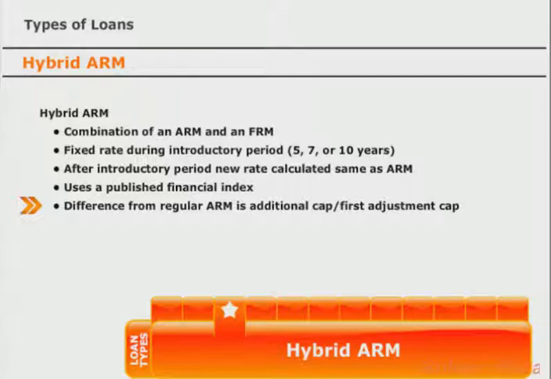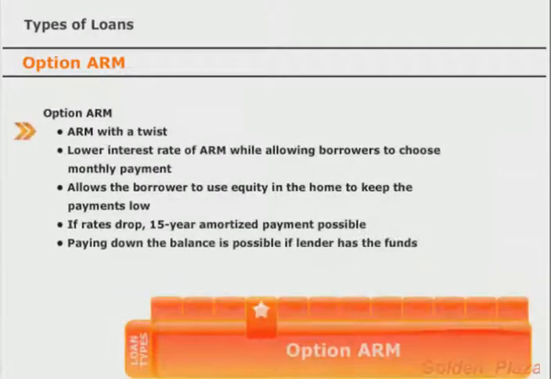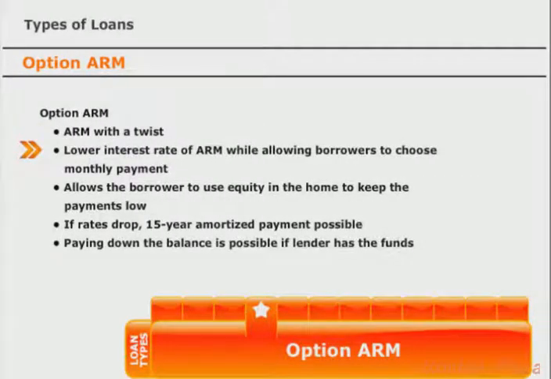The difference is that there may be an additional cap, the first adjustment cap. An option ARM is an ARM with a twist. It offers the lower interest rate of a standard ARM while allowing borrowers to choose how much they want to pay each month, from minimum payments as low as 1% to interest-only payments, fully amortized 30-year payments, or accelerated 15-year payments. Borrowers can tailor their payments to accommodate economic necessities and lifestyle choices.